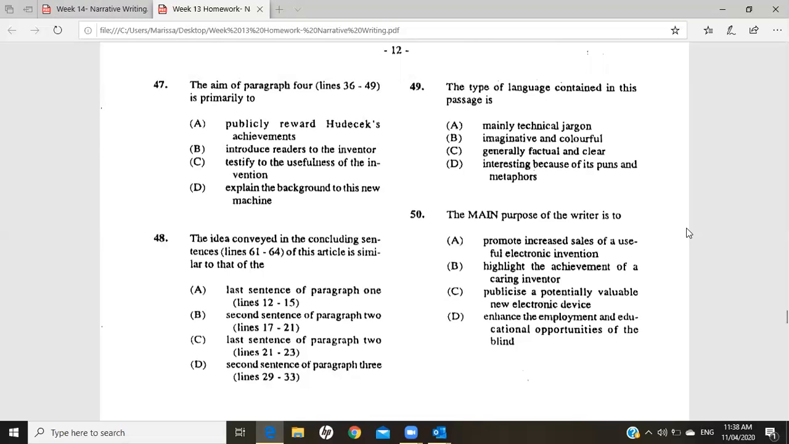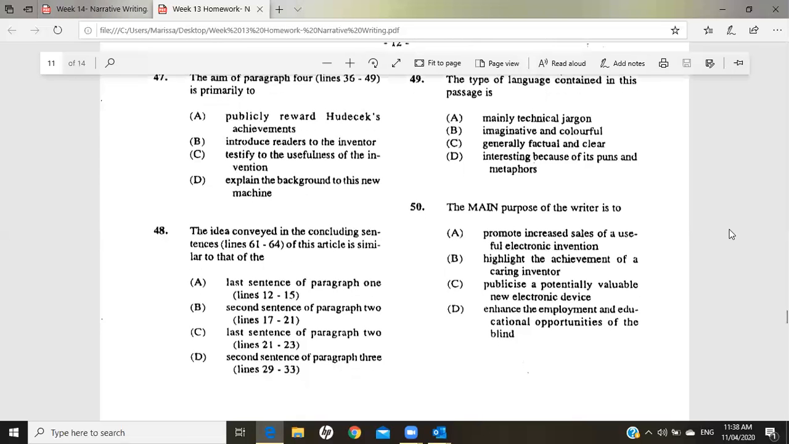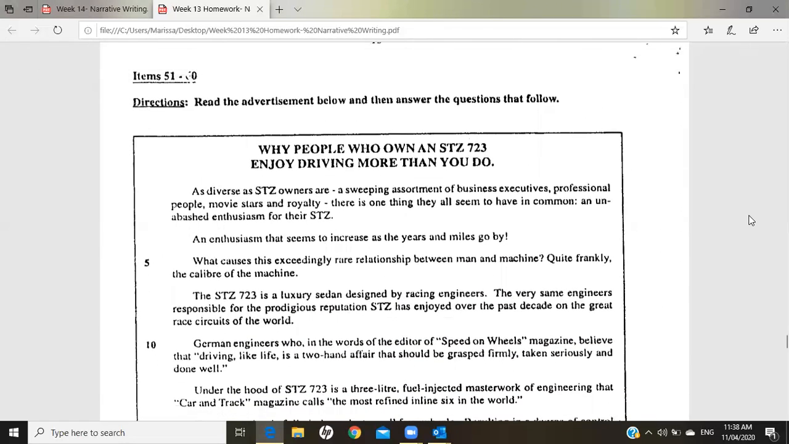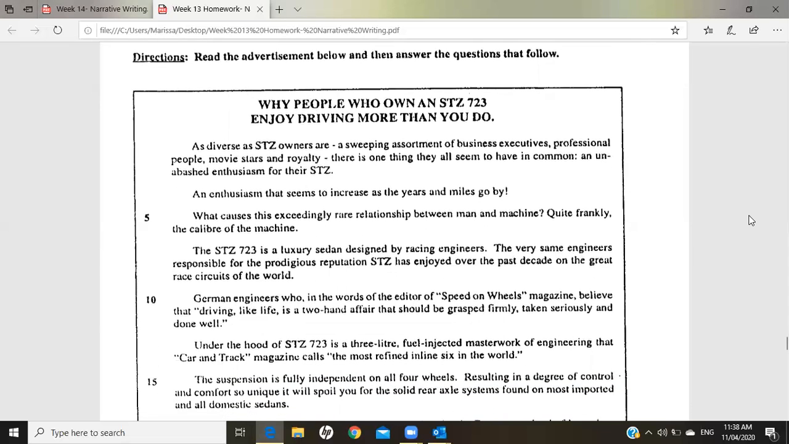Because remember, he was mainly focusing on this person and saying that he did this for blind people so that they could be afforded education and different opportunities. So the main purpose was to highlight the achievement of a caring inventor, that now all these things that people wished would happen are a reality because this person cared and invested so much time to create this device for them. So anybody got all correct in this comprehension? Anybody got one wrong? Two wrong. One wrong. Good. Three wrong.